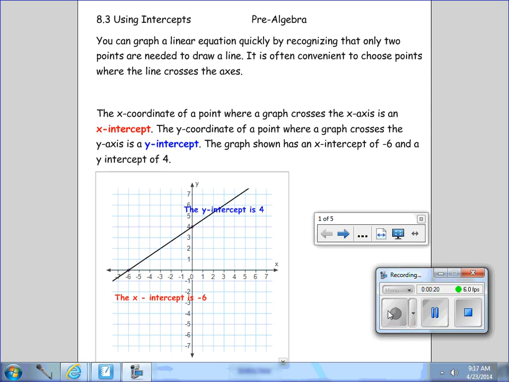The x-coordinate of a point where a graph crosses the x-axis is the x-intercept. The y-coordinate of a point where a graph crosses the y-axis is a y-intercept. The graph shown has an x-intercept of -6 and a y-intercept of 4.